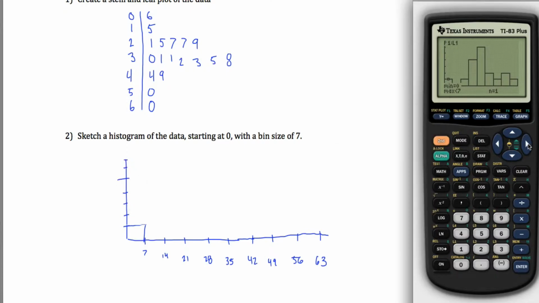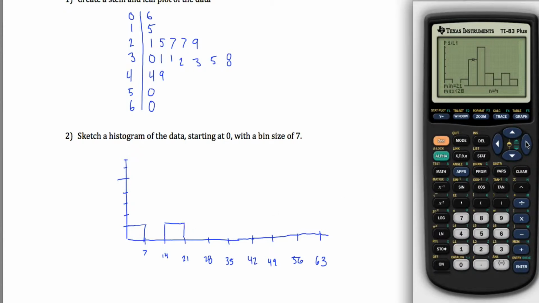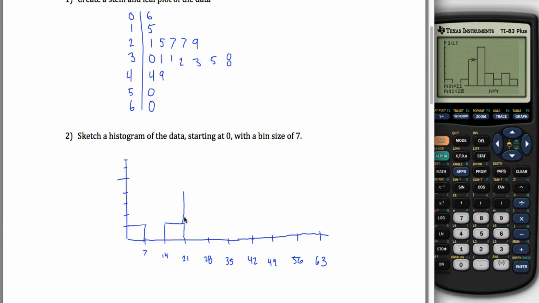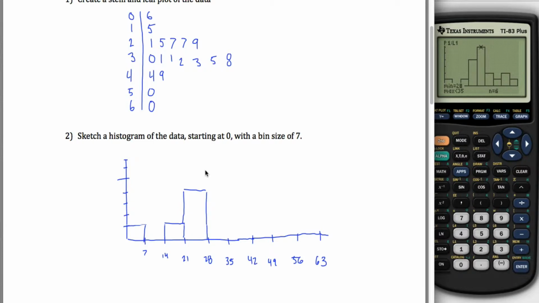My second bin goes from 7 to 14. I have none of them. And then from 14 to 21, it looks like I have 1. 21 to 28, I have 4. 1, 2, 3, 4. Something like that. 28 to 35, I got 6 of them. So let's see, here's 6 way up here.